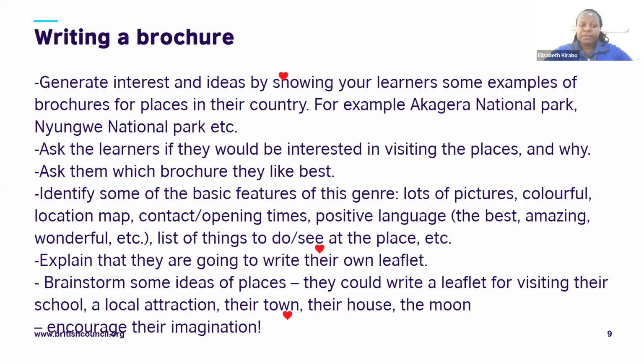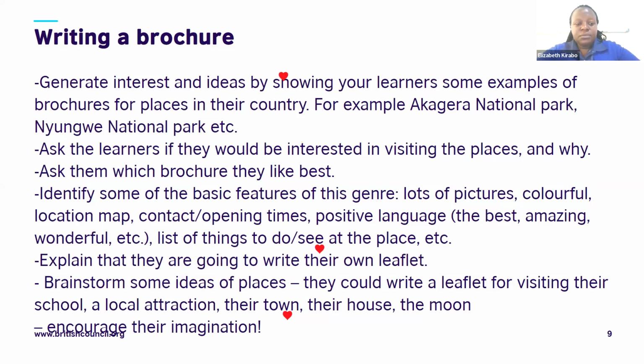They had to include lots of pictures and make them very colorful. I provided colors. They had to indicate the location of the place, write the contacts of those different places, and the opening times. Then they had to put positive language, like amazing, the best place ever, wonderful. They had to come up with catchphrases and be very creative in their writing.